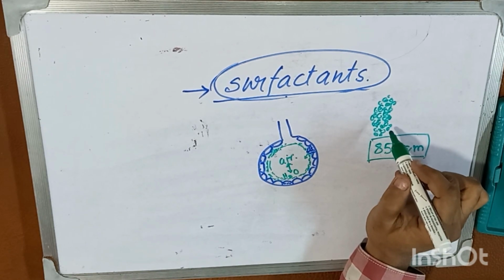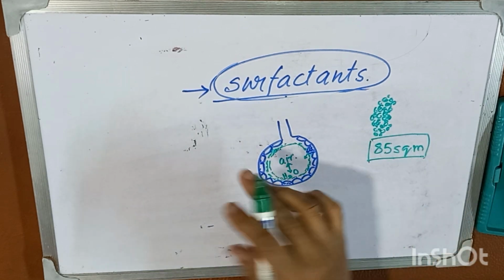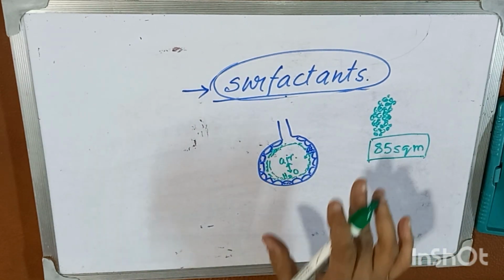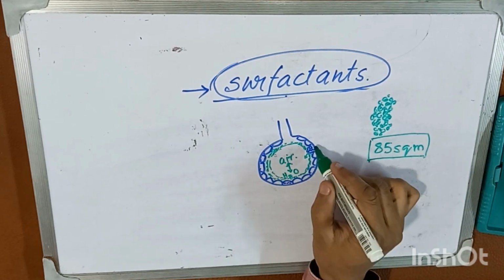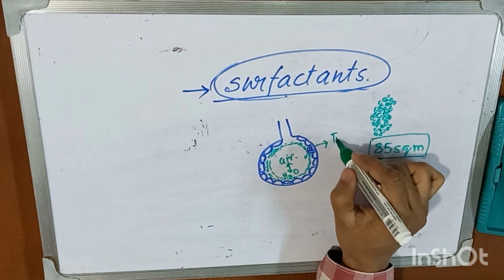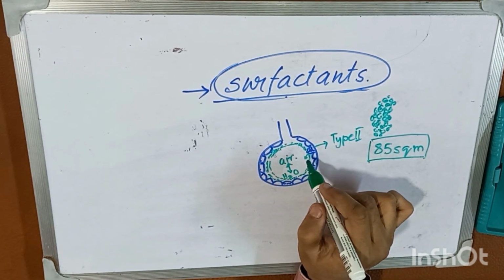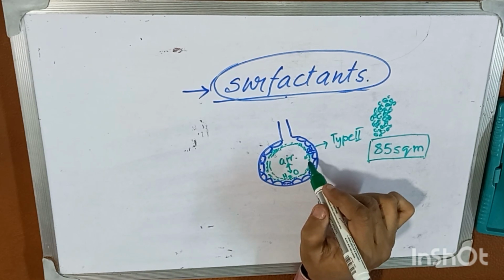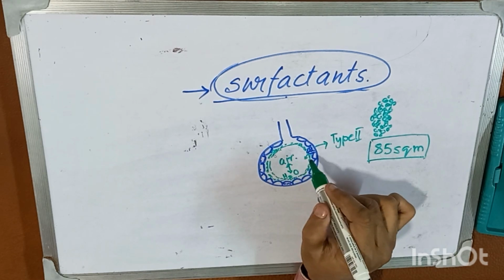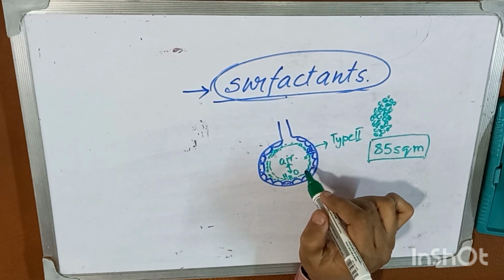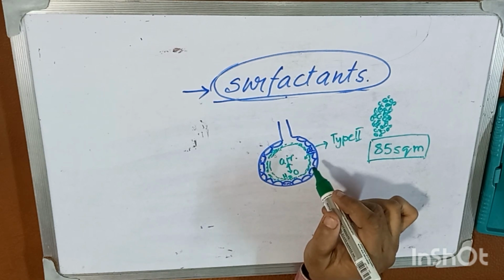So basically this huge frothing type of thing took place because of the presence of the surfactant molecules that the type 2 alveolar cells of the lung secrete, and these surfactants are mostly phospholipids. The 80 to 90% of these surfactant molecules are phospholipids, and around 10 to 15% are proteins.